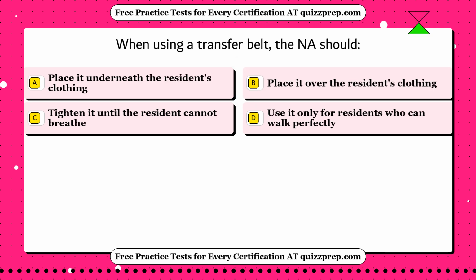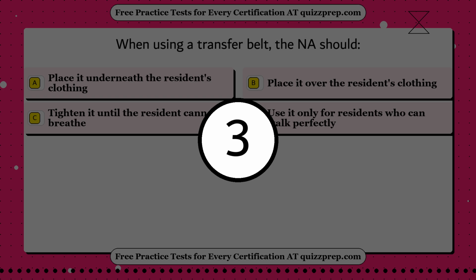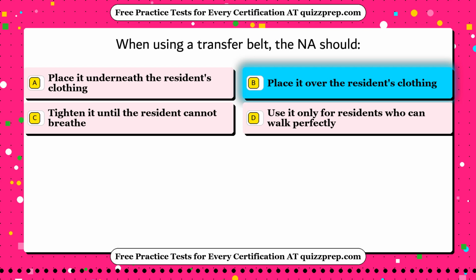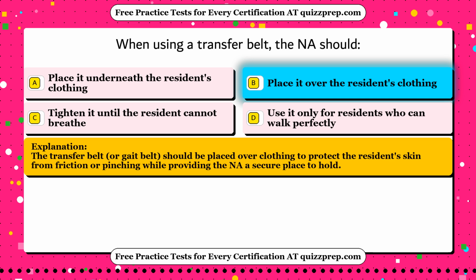Question 39. When using a transfer belt, the NA should: option A, place it underneath the resident's clothing. Option B, place it over the resident's clothing. Option C, tighten it until the resident cannot breathe. Option D, use it only for residents who can walk perfectly. The correct answer is option B, place it over the resident's clothing. The transfer belt, or gait belt, should be placed over clothing to protect the resident's skin from friction or pinching while providing the NA a secure place to hold.